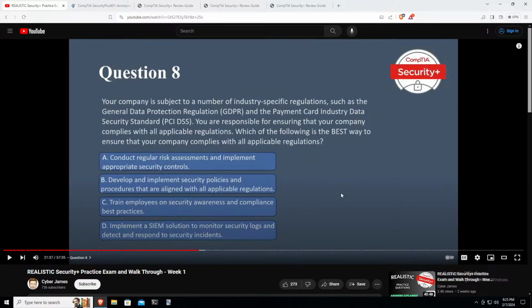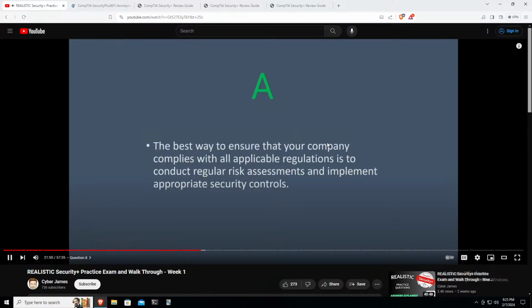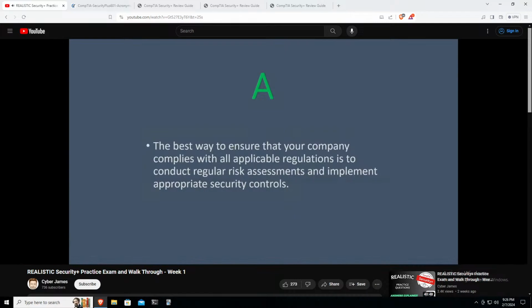Let's hear what James has to say here. I would like better clarification on this one. The best way to ensure that your company complies with all applicable regulations is to conduct regular risk assessments and implement appropriate security controls. Perfect.